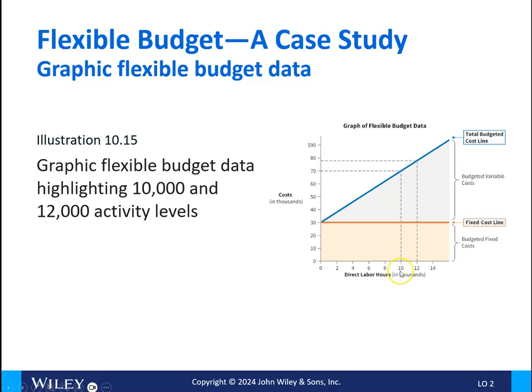So at 10,000 units of activity, so 10,000 direct labor hours, if we go up to this top line and go across, our costs are $70,000. If we increase to 12,000, we go up to the blue line. It's almost 80,000, not quite 80,000 at 12,000 direct labor hours. So that's how you would read the graph.